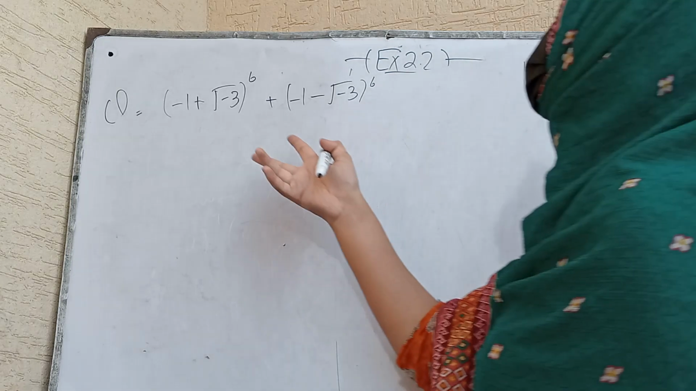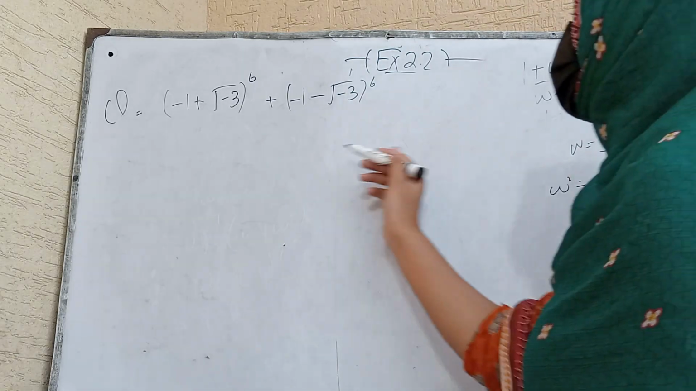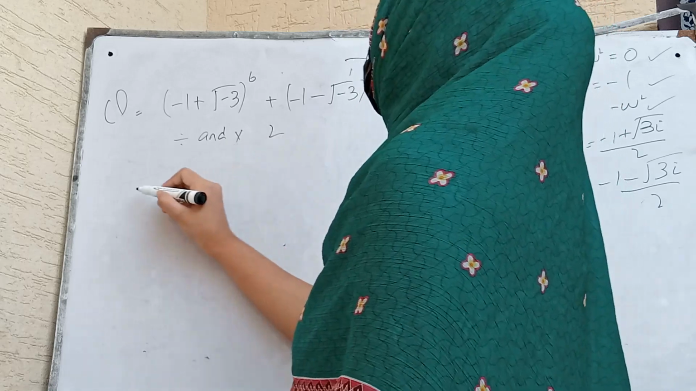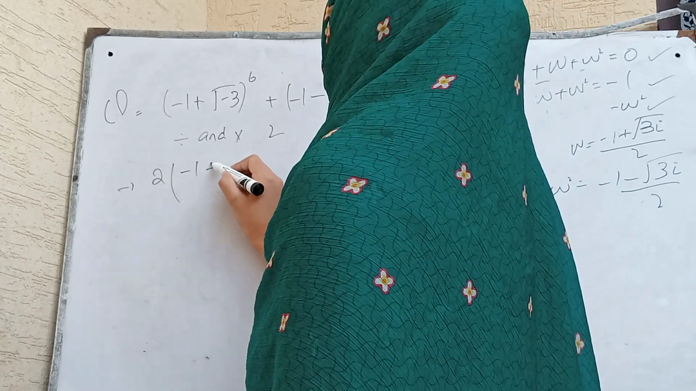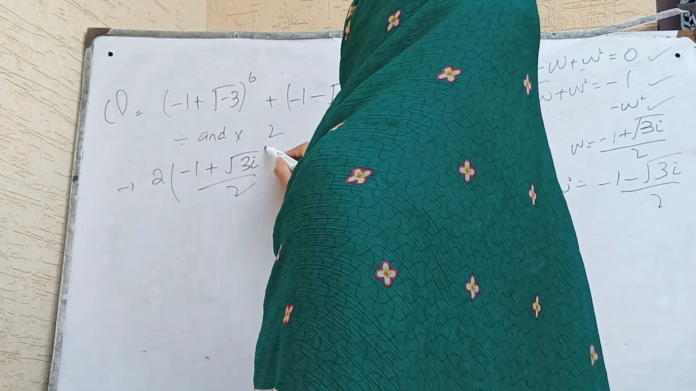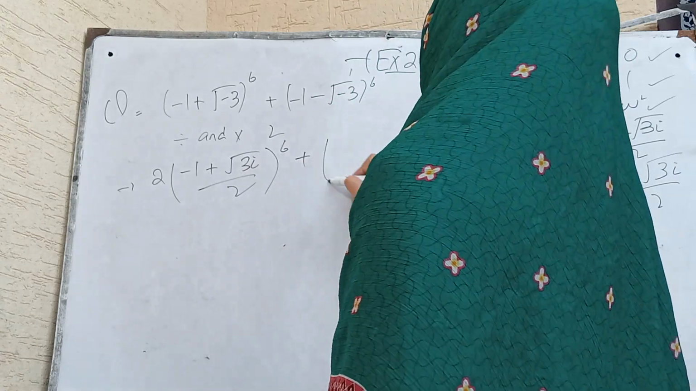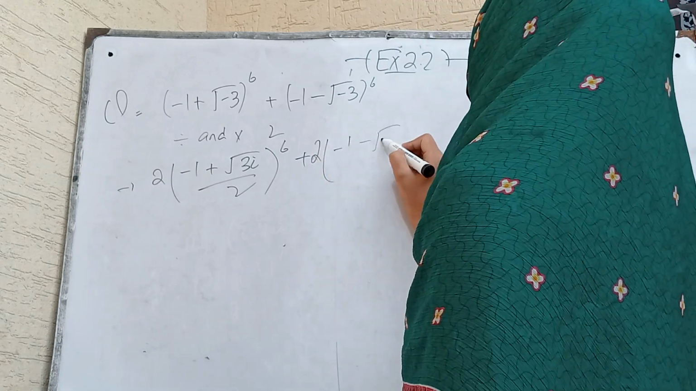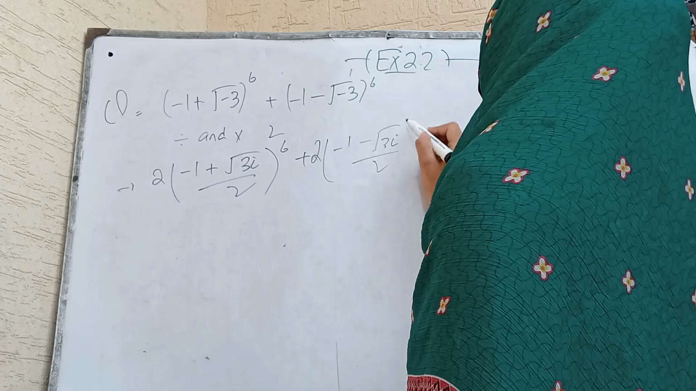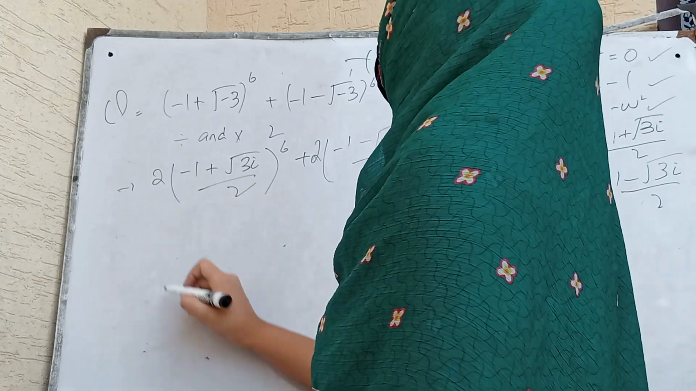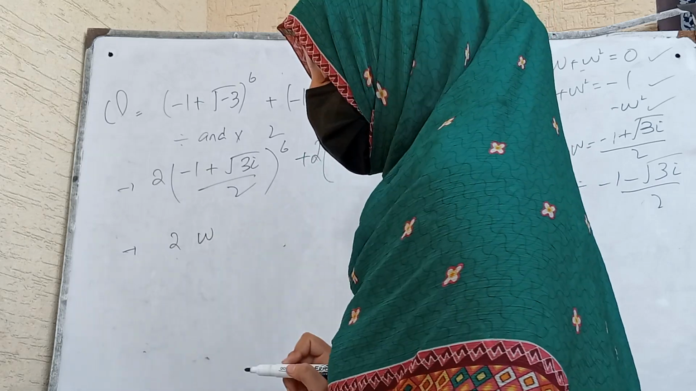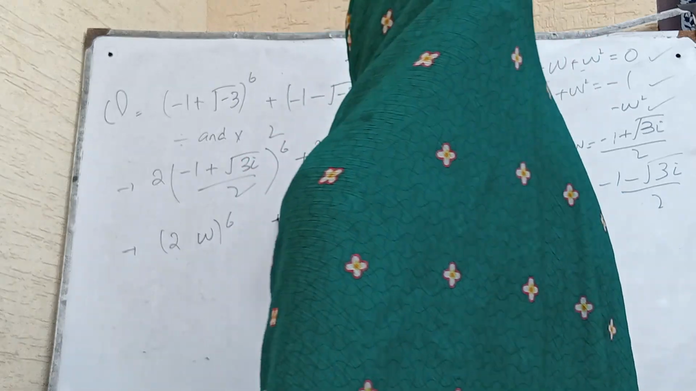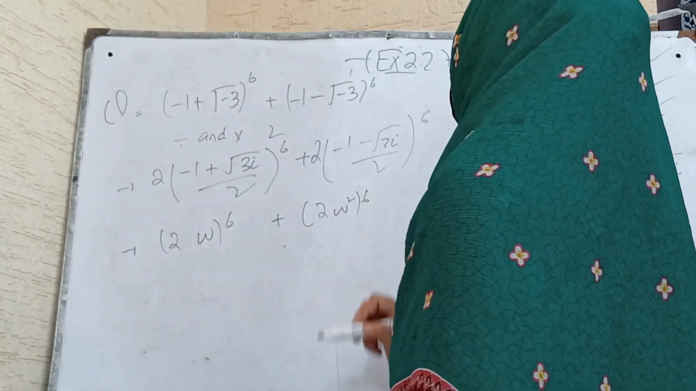All the values are this, but the 2 is missing, so we multiply and divide by 2. So (minus 1 plus square root 3 iota divided by 2) whole power 6 plus (minus 1 minus square root 3 iota divided by 2) whole power 6. So this value is equal to omega, and this value is equal to omega square.